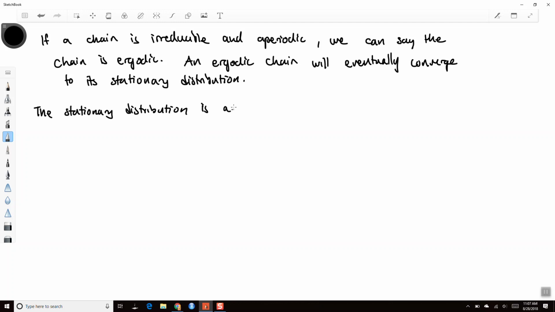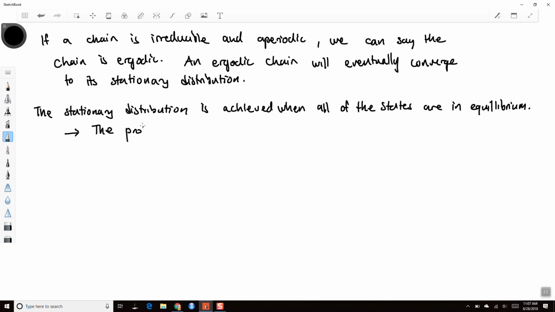is achieved when all of the states are in equilibrium, okay? Which means basically the probability of entering that state is equal to the probability of leaving that state.